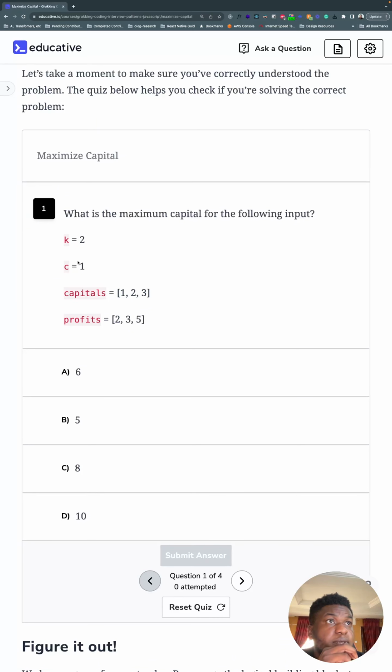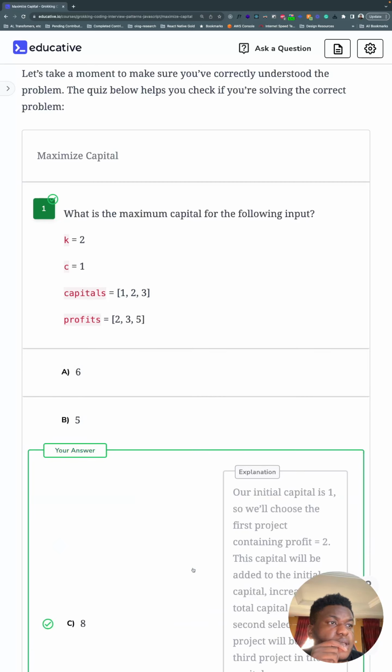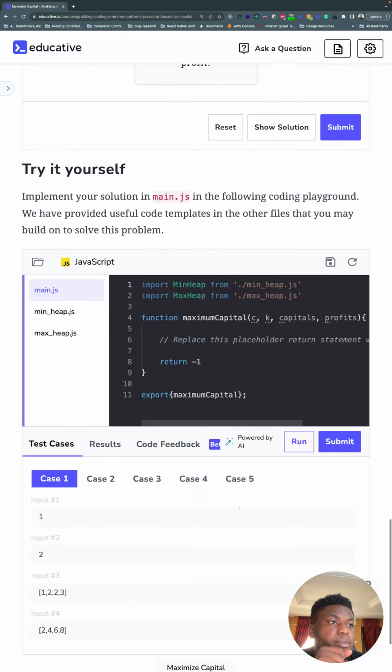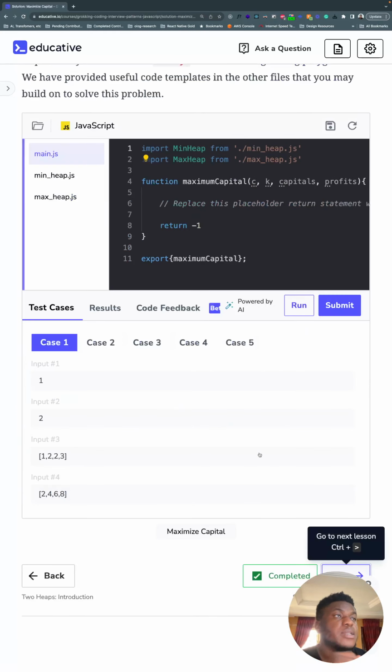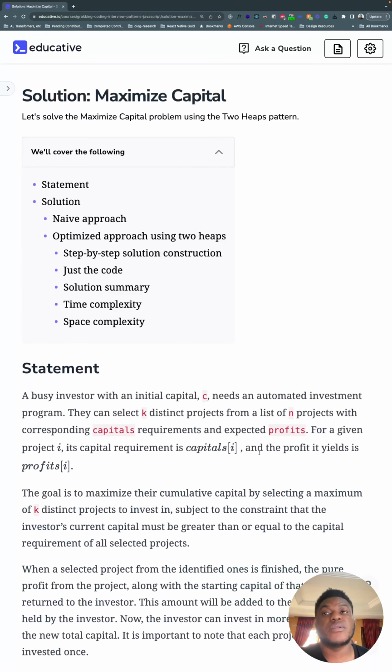So initial capital of 1, he can do at most 2 opportunities. These are the capitals and their profits. So with 1, he can afford only this. It gives him 2. 2 plus 1 becomes 3. He's reinvesting. So 3. He can do 2 or 3, but he can only pick 1 more opportunity because he's already used 1. So it's best to pick 3. And so you have the profit of 5 plus this 2, 7 plus 1, 8. So 8 should be the answer. And voila, we have understood the problem. Now let us walk through the solution.